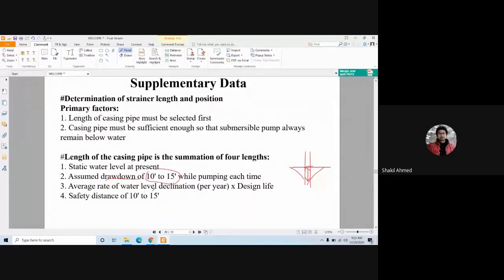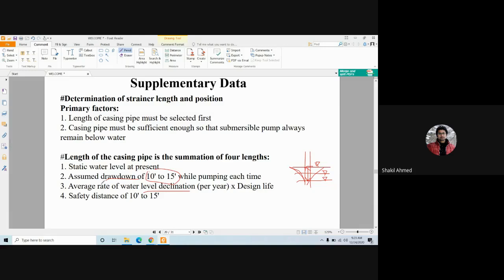Average rate of water level declination. Now, if you extract an excessive amount, the water level will decrease each year. From this year to this year, it may decrease. Drawdown is different. Drawdown is instant when you pump it, okay? And declination of the aquifer level is different. That is basically the overall declination of the aquifer layer, okay?